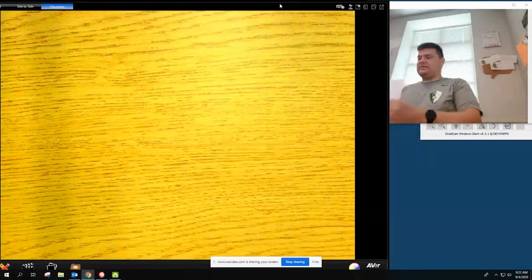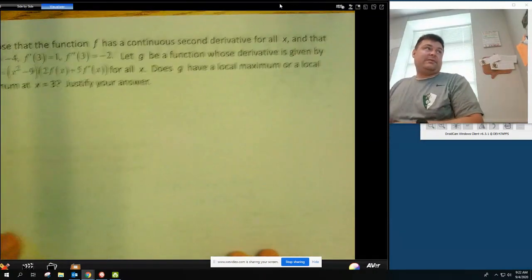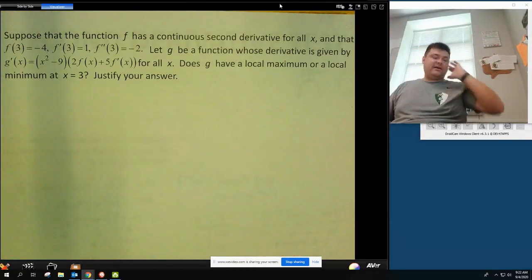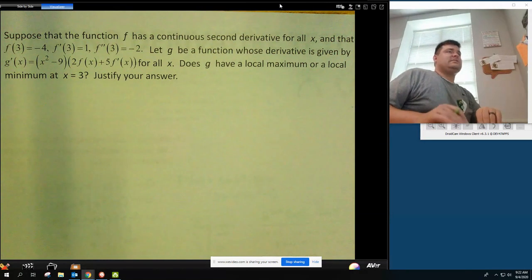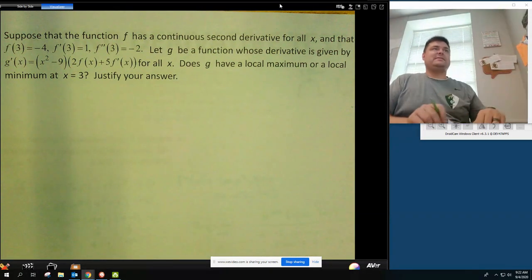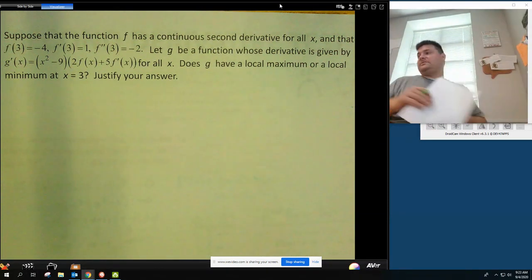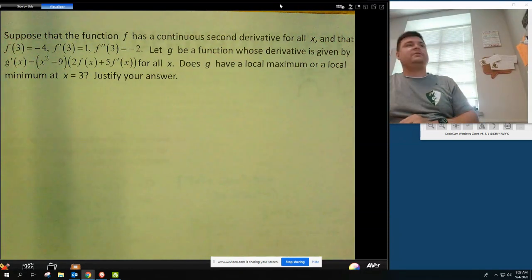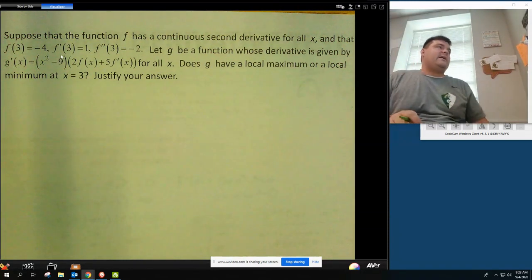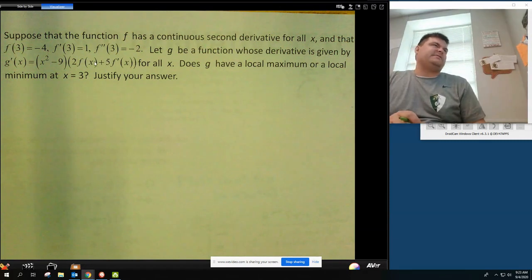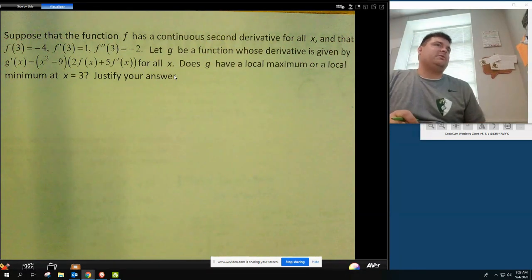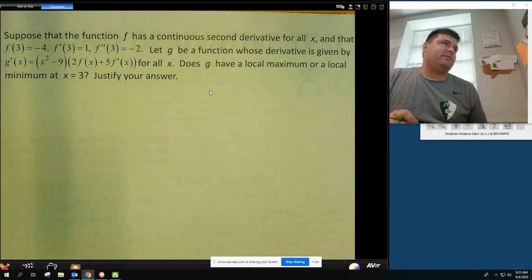Now let's go ahead and see a problem where it actually is going to help us out a little bit. So we have a function f that is continuous, with a continuous second derivative for all x. That's nice. It says that it's twice differentiable, and that f of 3 is equal to -4, because it gives us all these values at 3. And let g be the function whose derivative is given here. Does g have a local maximum or a local minimum at 3?